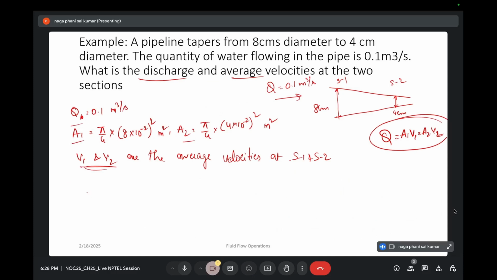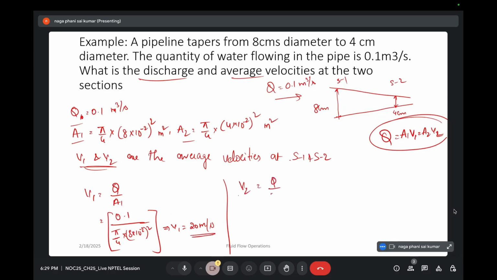So V1 will be equal to Q by A1, so let's write this first: 0.1 by pi by 4 into (8 into 10 power minus 2) whole square. If you solve this, you will get the value for V1. I'm going to write it directly, you can cross check this. So V1 will be equal to 20 meter per second, and similarly V2 will be Q by A2.